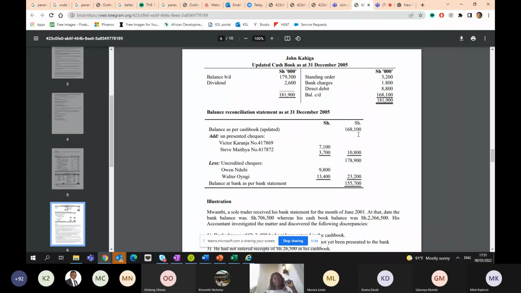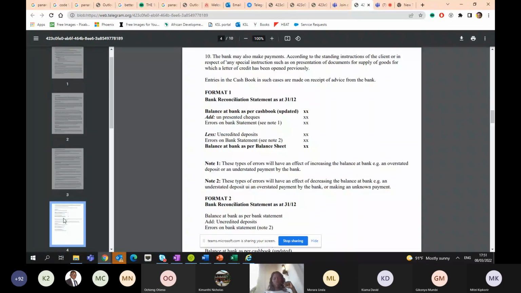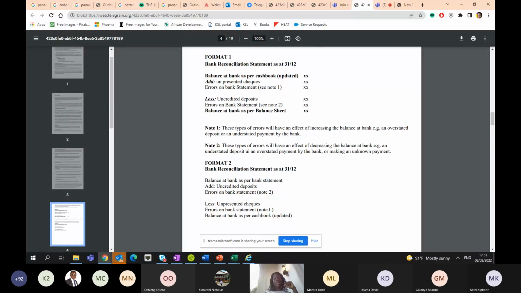There are two ways, and allow me to just go back to the two ways of reconciling this so that you see both options and you can choose whichever works for you. I like starting with the cash book, but there are really two formats. Basically you want the two numbers to balance. Format one is balance as per the cash book, which is now the 168. Then you add and subtract, or you can decide I'm not going to start with the cash book, I'm going to start with the bank statement. All of them are okay as long as you follow the right principle.